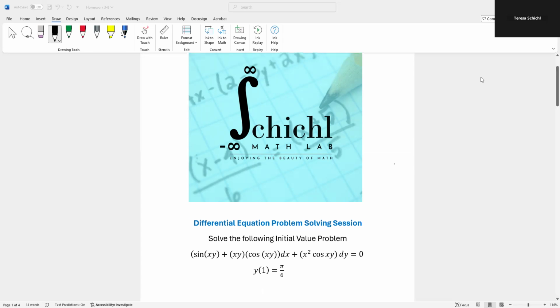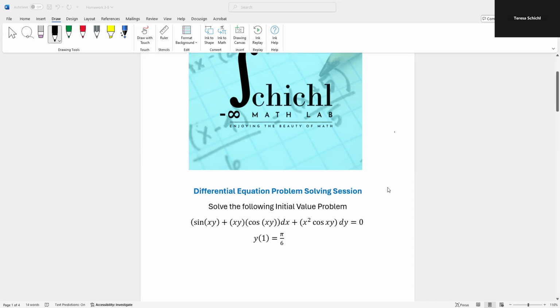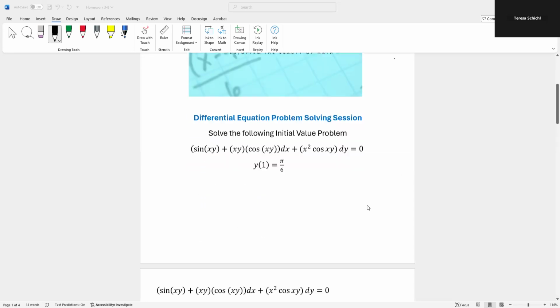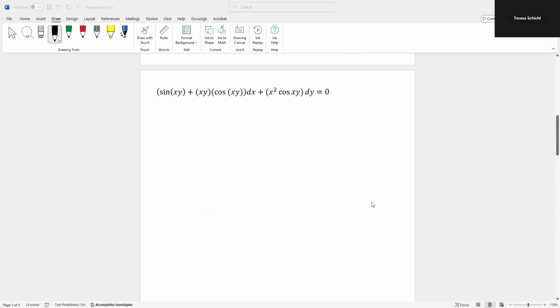So here is the problem we're going to solve with the trig functions involved. So we'll be sine xy plus xy cosine xy dx plus x squared cosine xy dy, and with the initial condition y(1) equal to pi over 6. All right, so now let's take a look at this problem here.